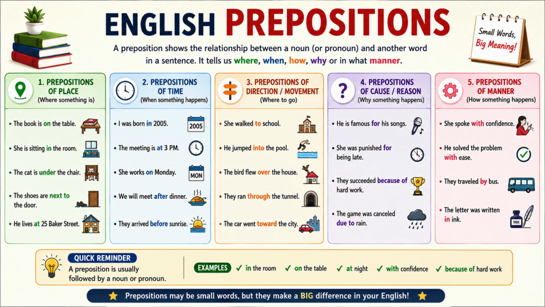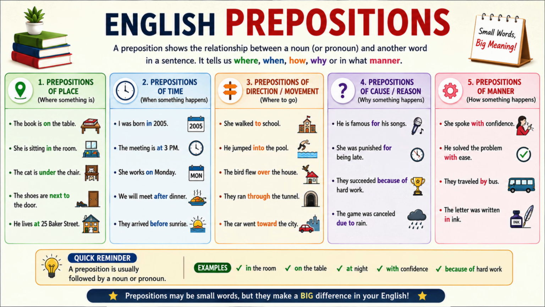Prepositions of place. These tell us where something is located. Listen carefully. The book is on the table. She is sitting in the room. The cat is under the chair. The shoes are next to the door. He lives at number 25 Baker Street. Each of these words, on, in, under, next to, at, shows position or place.